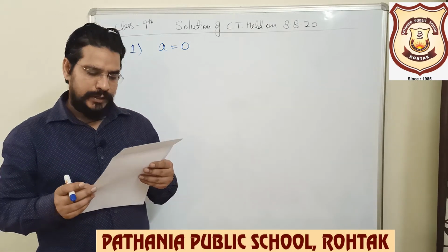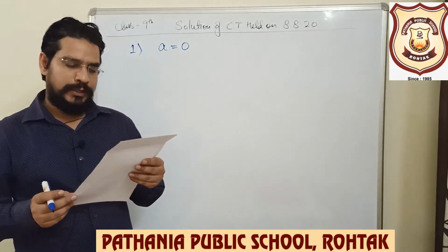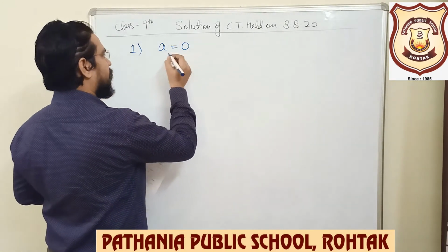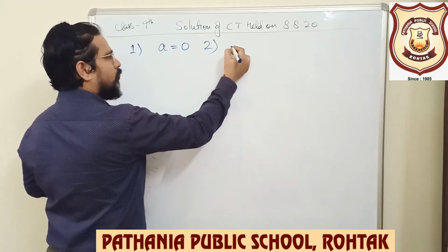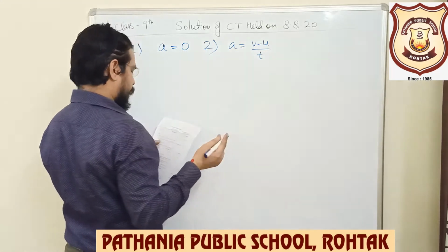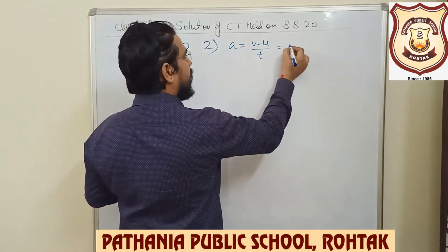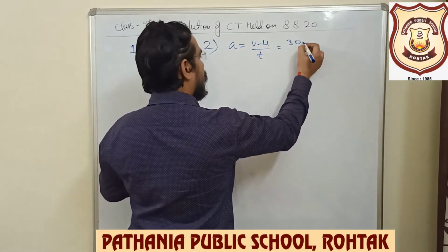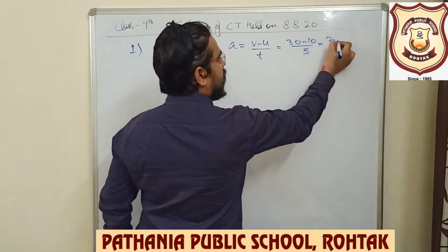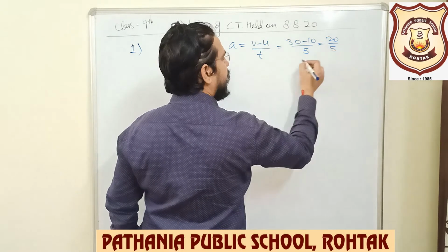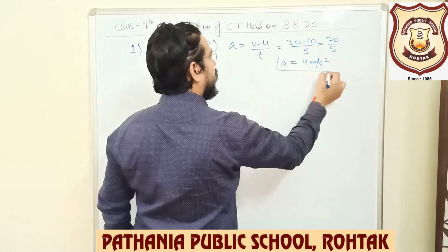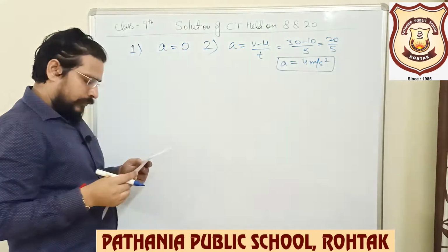Second question: the velocity of a car changes from 10 meter per second to 30 meter per second in 5 seconds. What is the value of acceleration? We know that acceleration is equal to (v minus u) divided by t. That is the formula. The value of v given is 30, the value of u given is 10, the value of t given is 5. So the answer is 20 divided by 5, which is equal to 4 meter per second square. That is the value of acceleration.